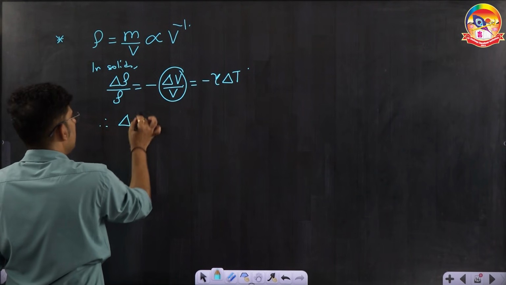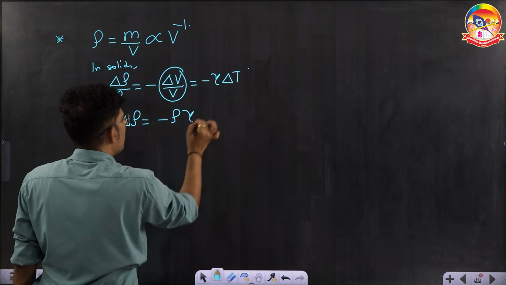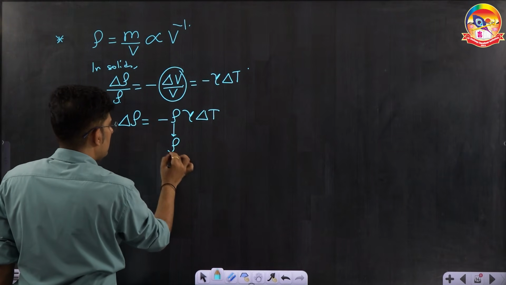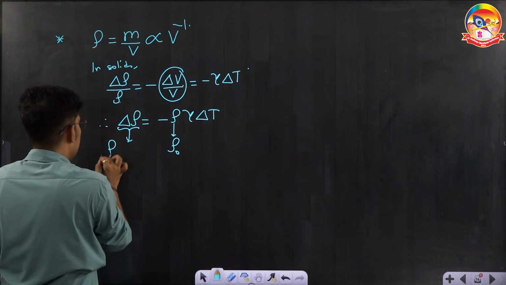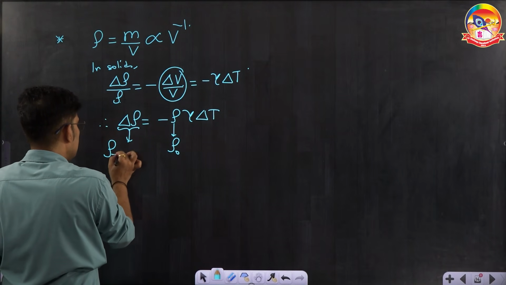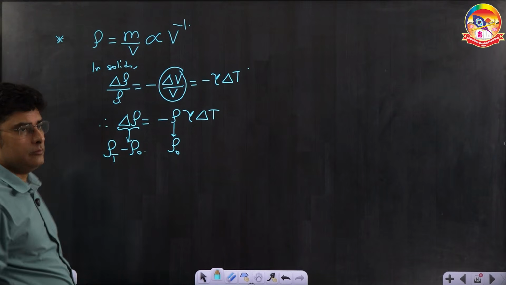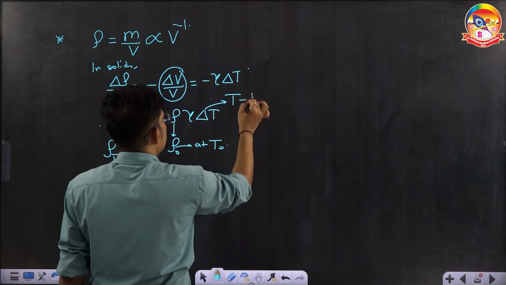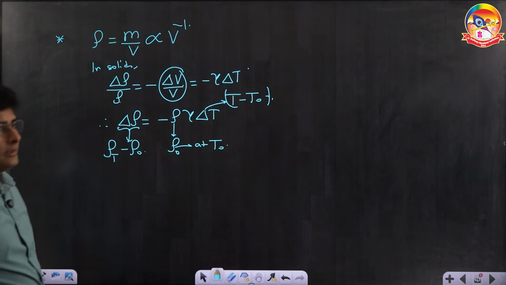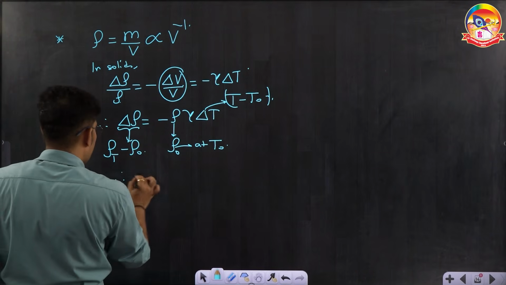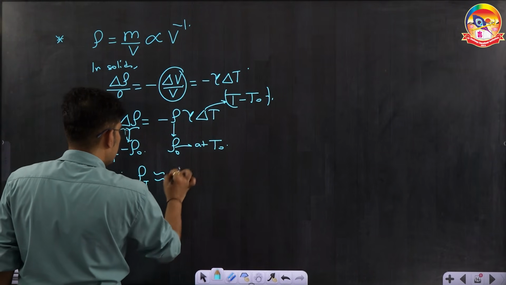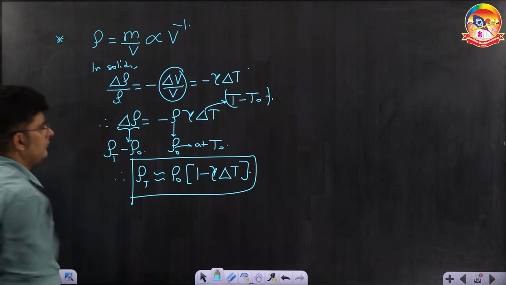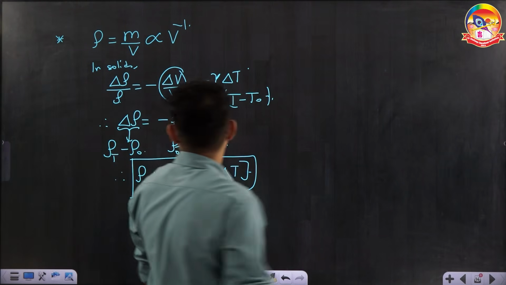So we can say delta rho is equal to minus rho gamma delta T, where for rho you can take any, suppose initially rho naught, delta rho is rho at any other temperature T minus rho naught. Okay, so this is rho naught at a temperature T naught. Delta T means T minus T naught. You can directly use this. So in case of solids, you can approximately use rho T is rho naught into 1 minus gamma delta T. Not for liquids and gases. For solids you can use this thing.